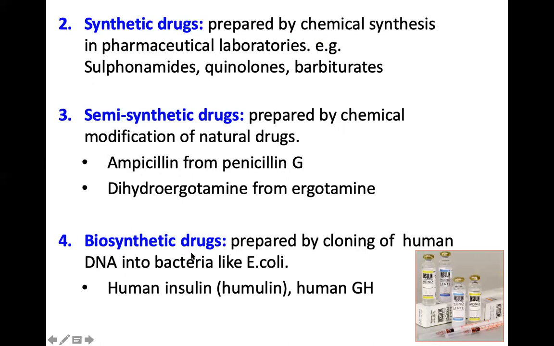Then we have the biosynthetic drugs, and these are those drugs which are prepared by cloning of human DNA in bacteria like E. coli. So humulin, that is human insulin, or the human growth hormone, how are they derived? They are derived by cloning the human DNA in bacteria.